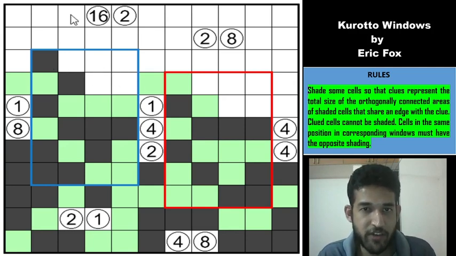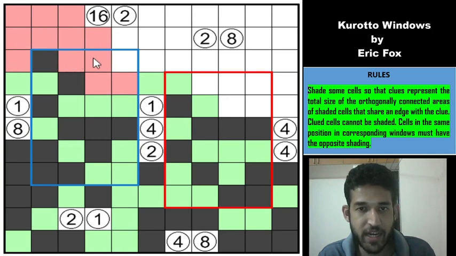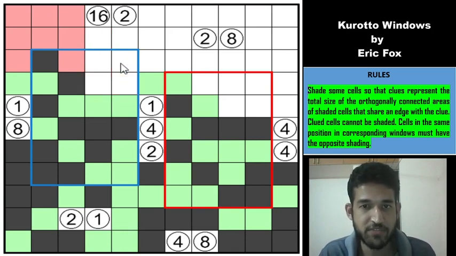So even if I were to shade all these cells, let me use a different color maybe. Even if I were to shade all these cells, right? Even then I will have 1, 2, 3, 4, 5, 6, 7, 8, 9, 10, 11, 12, 13, 14. So I need to take this cell. Even if I were to shade all these cells, this cell would have to be taken because there is no way to satisfy the 16 clue without shading that cell.